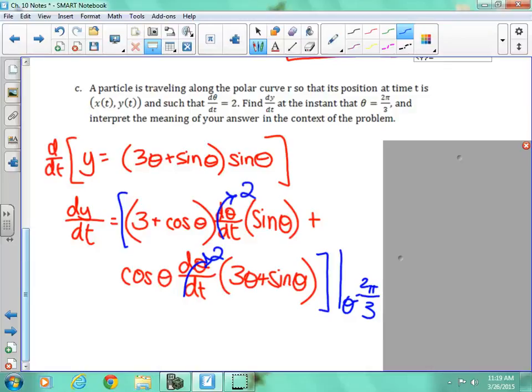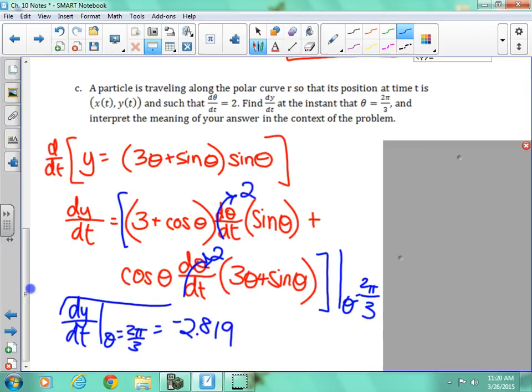Can you not plug it in? Oh, no, you can't. Because if you do and take the derivative, it's 0. Wait, what? No. You're saying that his speed is constant. I have to say that it's changing. I get negative 2.81. Yes! Youngji, you and I match. So we have dy/dt such that theta is equal to 2 pi over 3 equals negative 2.819.